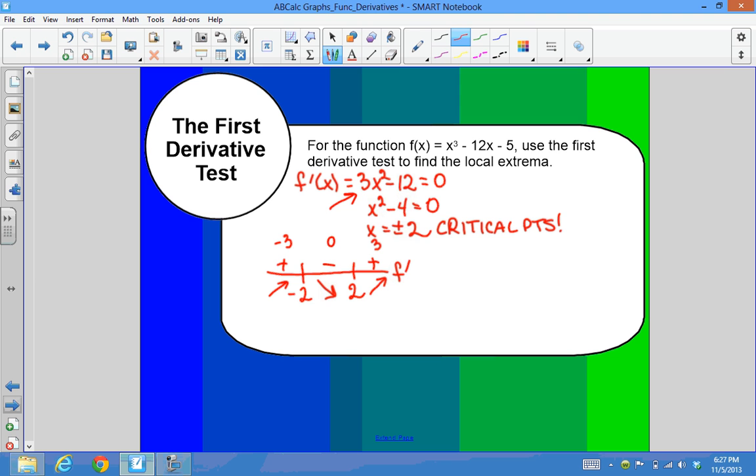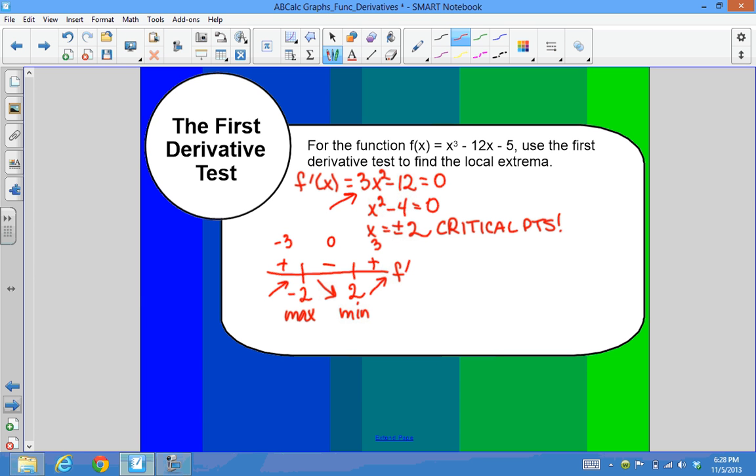So I know that at negative 2, because it went increasing to decreasing, I have a max right here. Now, just a relative max, not an absolute max, because this one's not bounded, and I'm not worried about it if it's not bounded on the left and the right. Because this one was going decreasing to increasing, then this one right here is going to be a min.